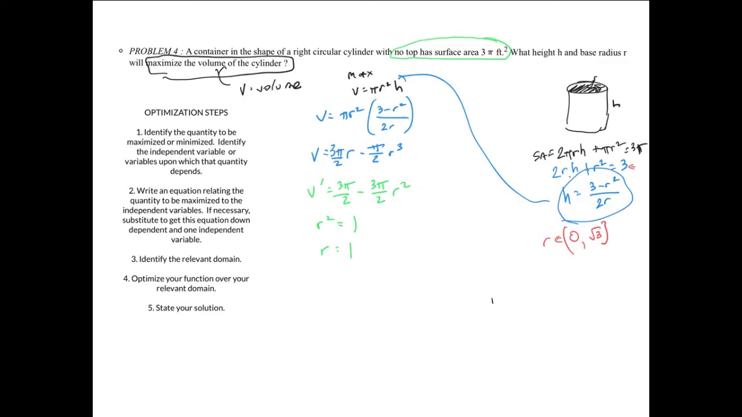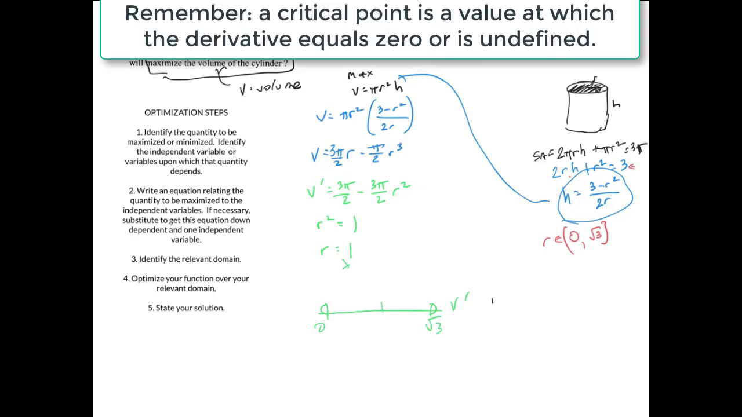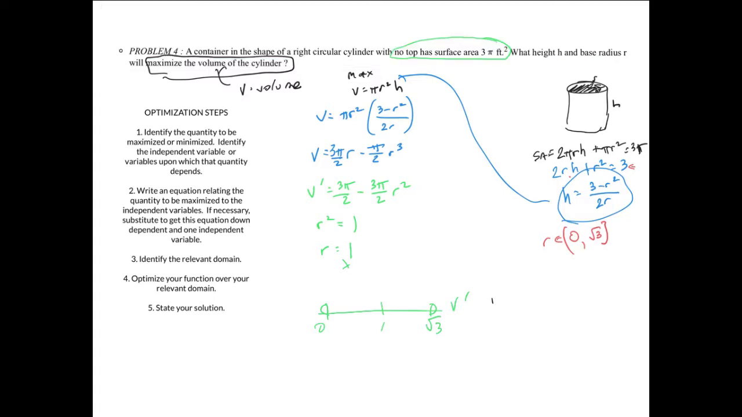So now I'm going to make my sign line for v prime. I'm going to remember to label it this time, because I didn't label it the first time. Put my endpoints on the sign line, and then put my critical point on the sign line. And I'm going to plug in numbers to see what happens. So if I were to plug in 1/2, which is between 0 and 1, into the derivative, remember, because that's what I'm making a sign line for, I would end up getting something that's positive. And if I plugged in something bigger than 1, I would get something that's negative. So this increases, then decreases.